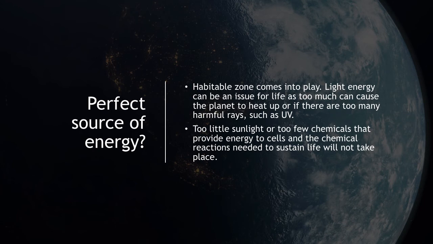For a perfect source of energy, the habitable zone comes into play once again. Light energy can be an issue for life as too much light can cause the planet to heat up or bombard it with harmful rays such as UV. Too little sunlight or too few chemicals will reduce the chemical reactions needed to sustain life.